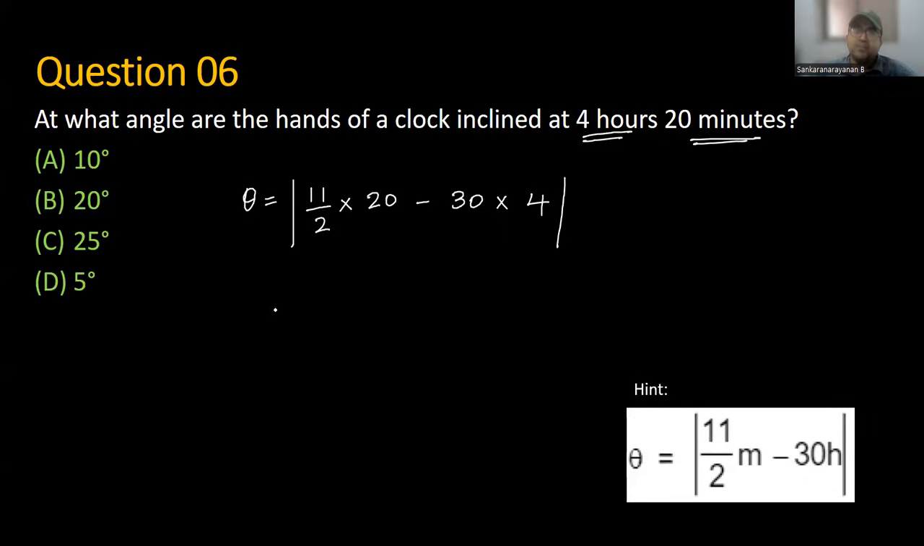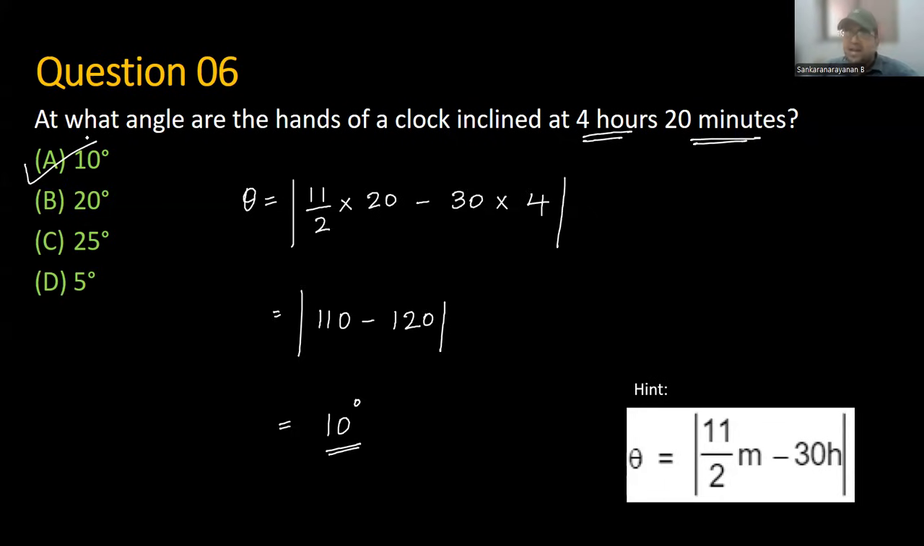So we can see now this value will be 11 into 10, that is 110, minus 30 into 4, that is 120. We are taking the absolute value here. 110 minus 120, when you are considering the value, is equal to minus 10. But since I'm taking the modulus, the value will come here as 10. So theta is equal to 10 degrees. Option A reads 10 degrees. That is going to be my final answer.